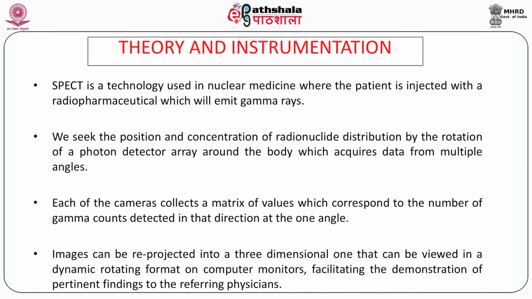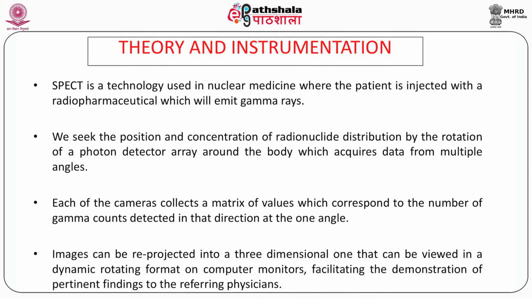When we see the theory and instrumentation of SPECT, SPECT is a technology used in nuclear medicine where the patient is injected with a radiopharmaceutical which emits gamma rays. We are talking about SPECT, single photon, it means technetium. Technetium is the workhorse, which means 140 keV gamma rays. We seek the position and concentration of radionuclide distribution by the rotation of a photon detector array around the body, which acquires data from multiple angles. What does it mean? You are basically rotating the device all around the patient and acquiring the photons which are coming out from the patient and then creating an image.